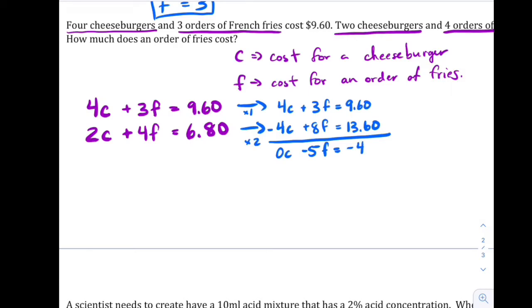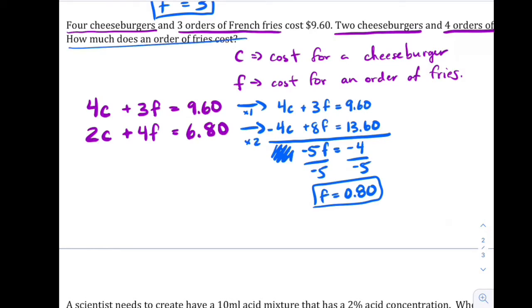From there, we're going to deal with our new equation because this one's been eliminated, 0C. I'm going to divide both sides by negative 5. We're going to get F is equal to 0.80. That means an order of fries costs 80 cents. And that's the end of the question because the question just asked us how much an order of fries costs.